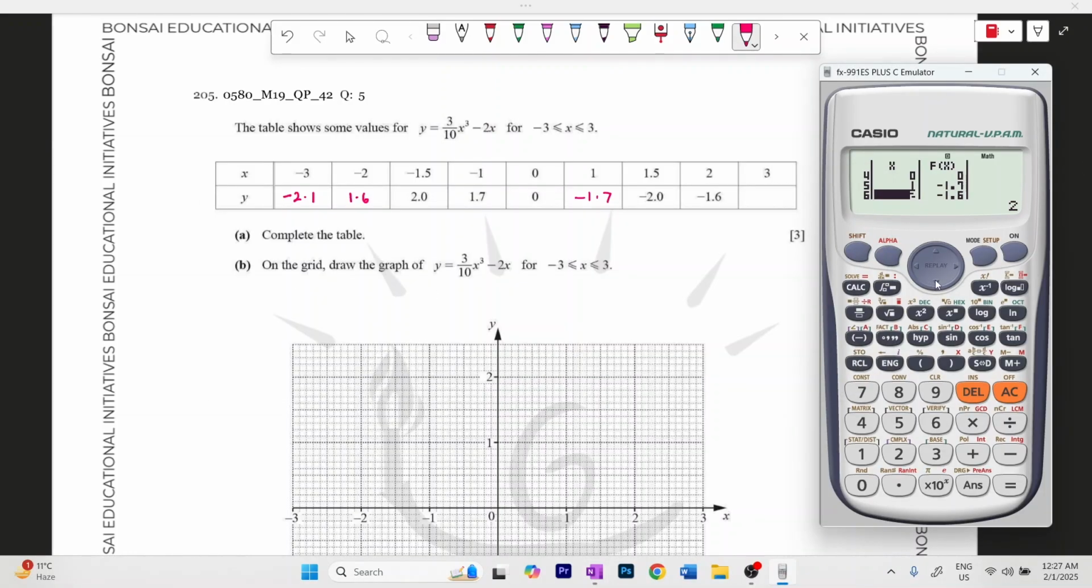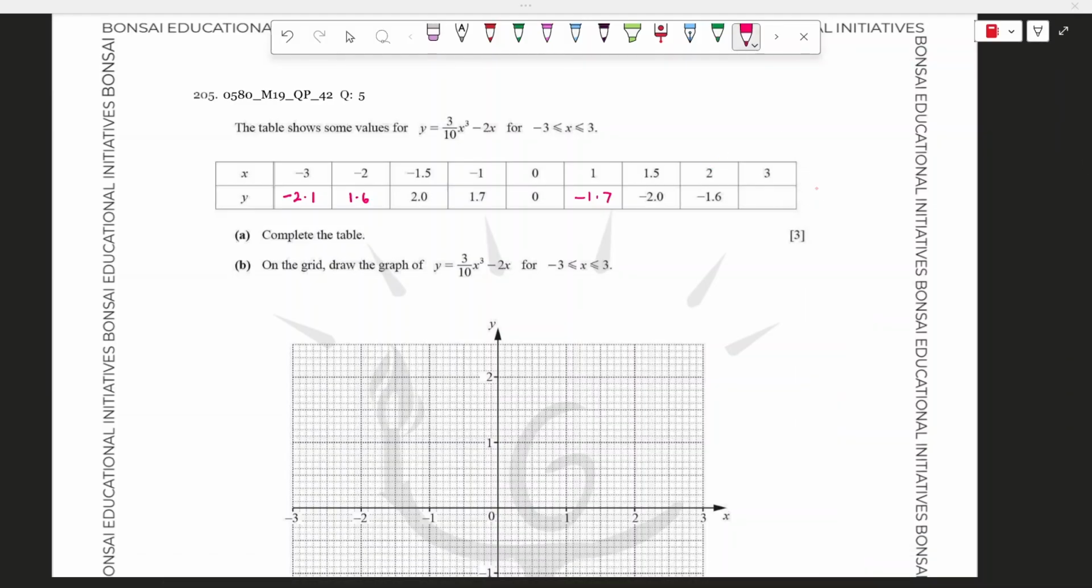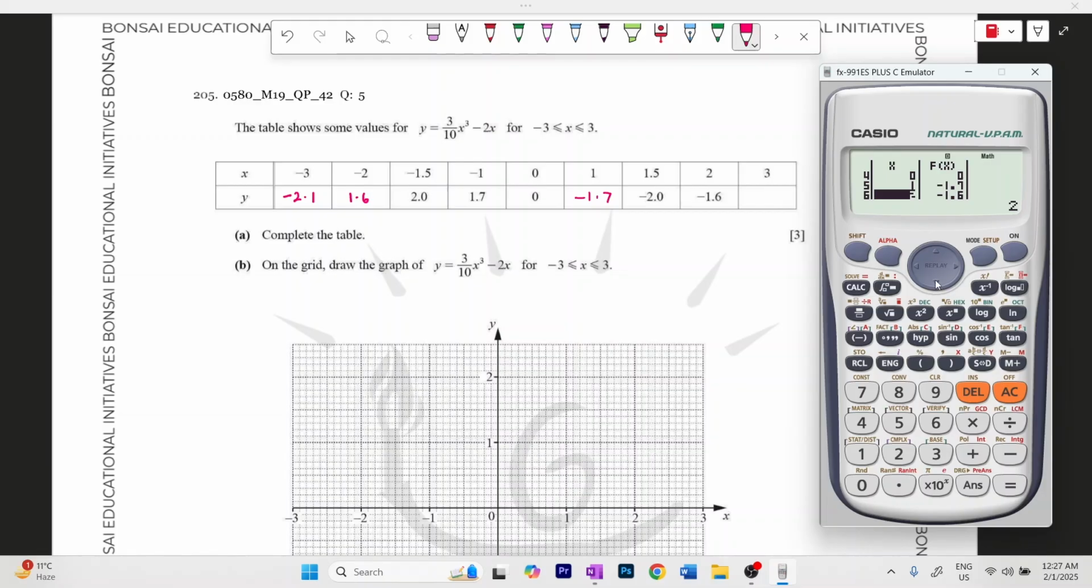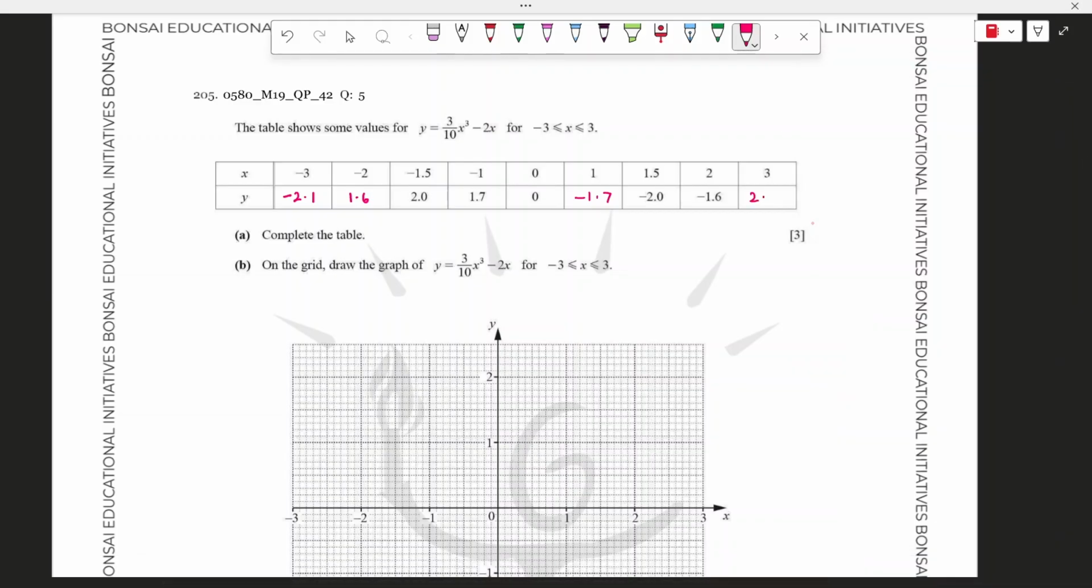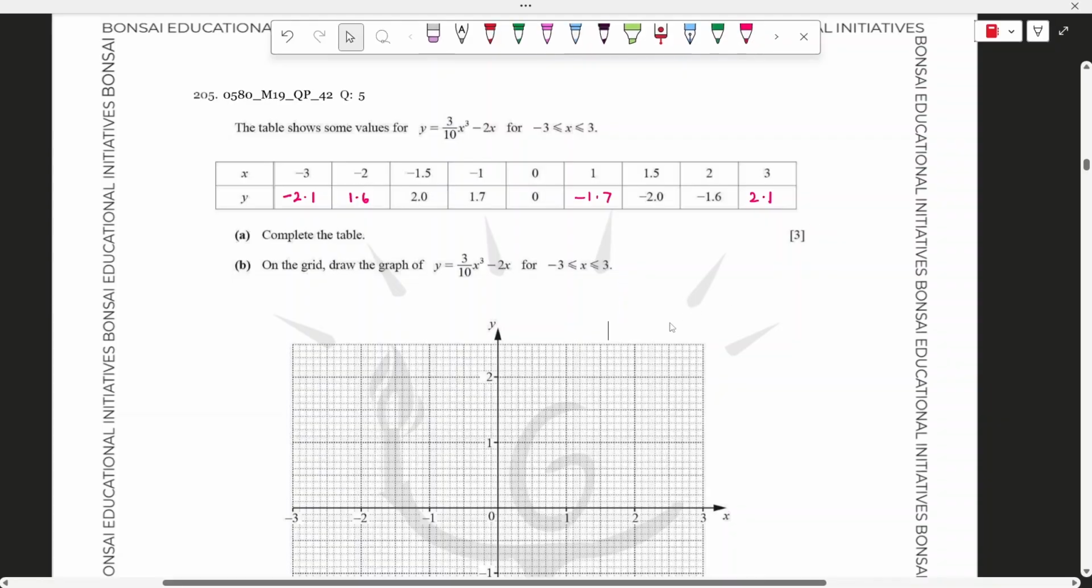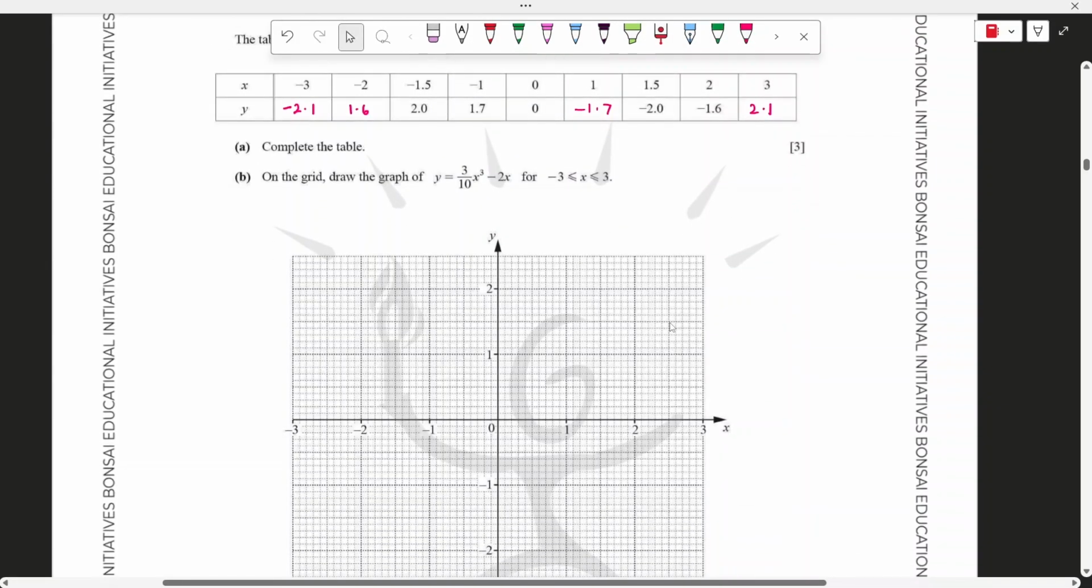At 2 it is giving us minus 1.6. See here, minus 1.6 is fair. And at 3 we have to press the down button again. At 3 we are getting 2.1. So these are the points which have been given, and we have solved this 3-mark problem in a minute itself. Fair enough. So on the grid, draw the graph.